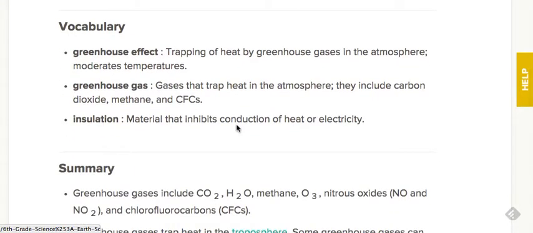So remember these vocabulary words: greenhouse effect, the trapping of heat by greenhouse gases in the atmosphere, moderates temperatures. Greenhouse gases, gases in the atmosphere that trap heat. They include carbon dioxide, methane, and CFCs. Then insulation. This is a material that inhibits conduction of heat or electricity. That means it stops it.